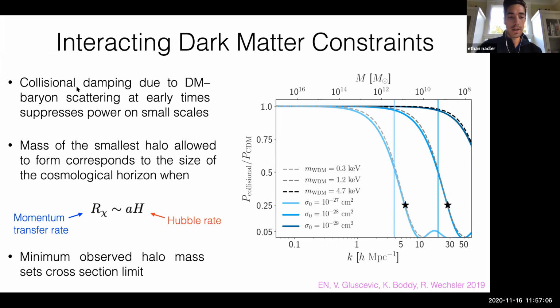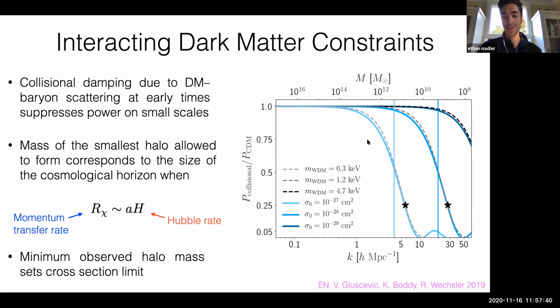So in particular, this scattering between dark matter and baryons essentially suppresses power on small scales due to transfer of heat between these two fluids in the early universe. And you can actually analytically estimate the mass of the smallest halo that's allowed to form in such a model by working out the size of the cosmological horizon when the momentum transfer rate between these two fluids is comparable to the Hubble rate.